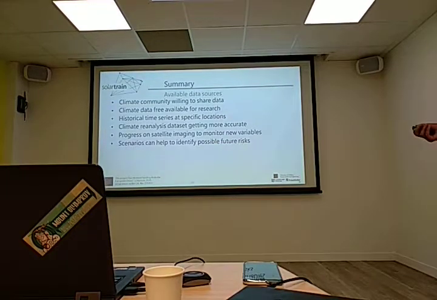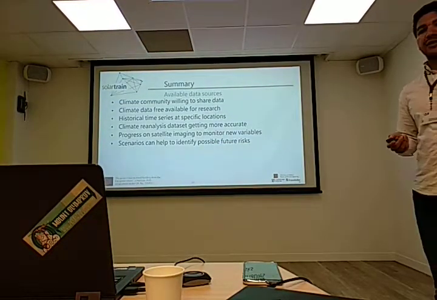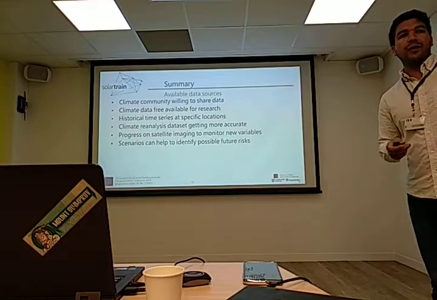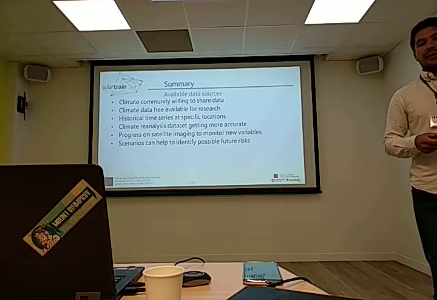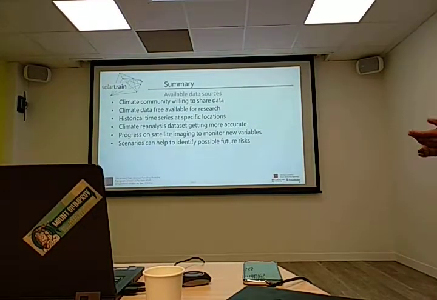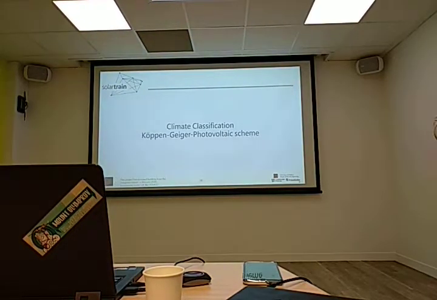Then the satellite imaging, they are really increasing the accuracy as well. They are going to measure UV now, in different spectra, and so on. And also these climate projections or climate scenarios can help to identify future risk. And yeah, that is about the data set.